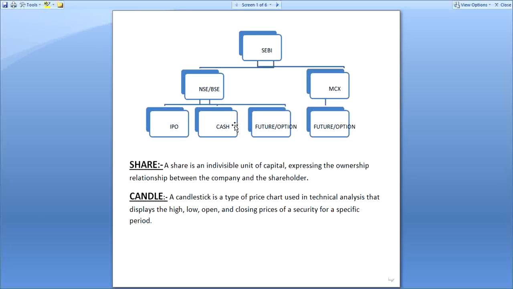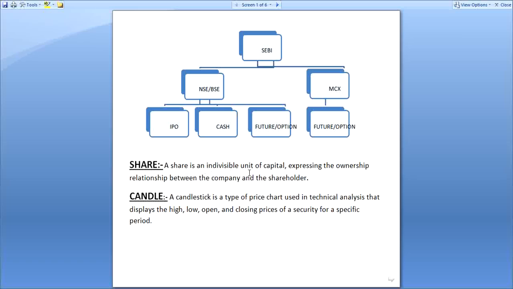And cash. Cash is the price that is running in the market. How can you value a particular company? That particular company is valued by its share price. That share price is called the cash market, so that is the cash price of the share. Then futures and options. Futures and options are the derivatives of cash. And MCX is completely traded on futures and options. They are derivatives completely.